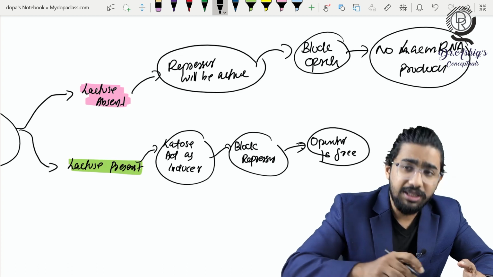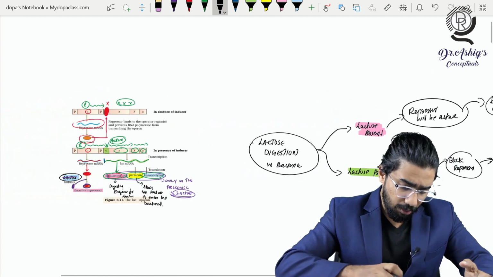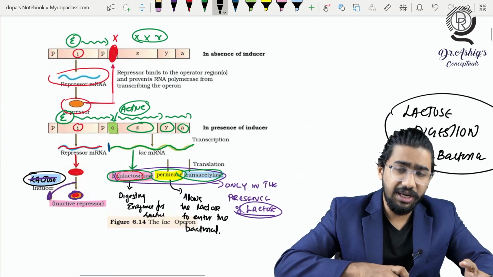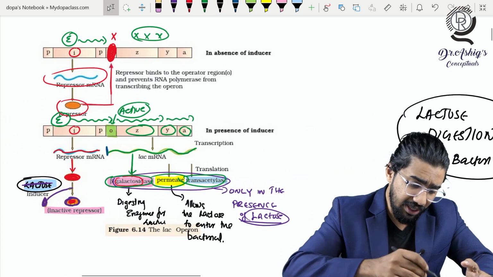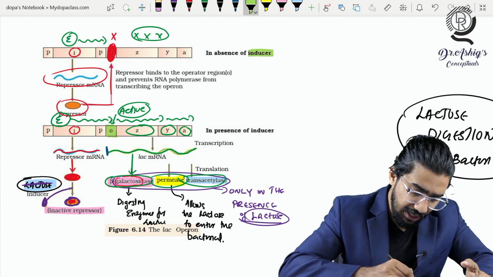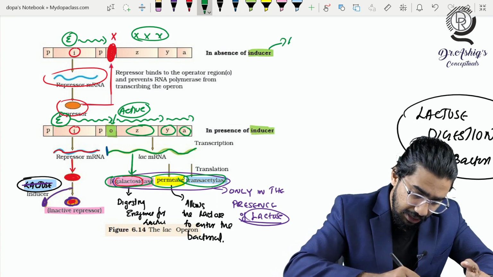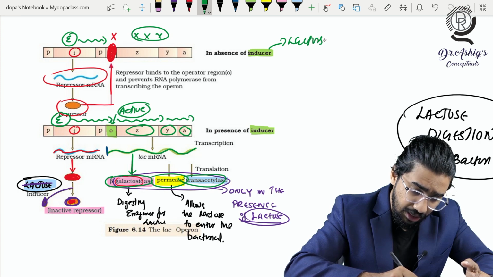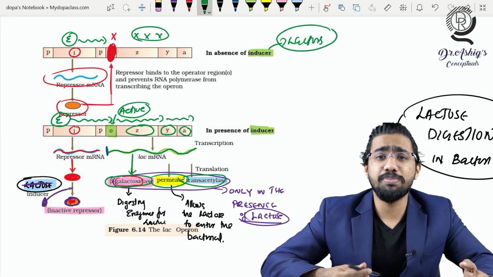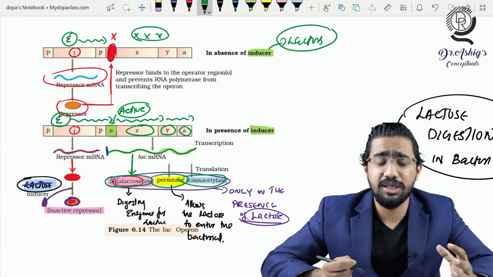So that's all about the Lac Operon, and you have to understand this figure in detail. One thing the figure is not telling: the inducer mentioned in this figure is actually lactose, which is not mentioned here. And you have to know this is a very simple model of regulation of gene control.